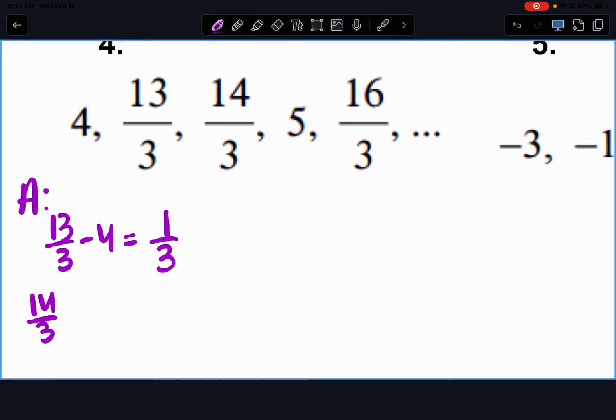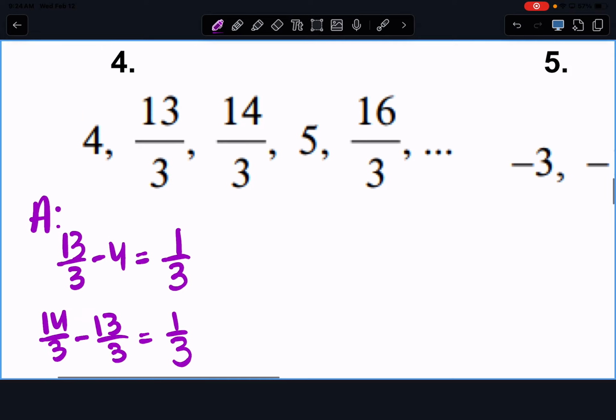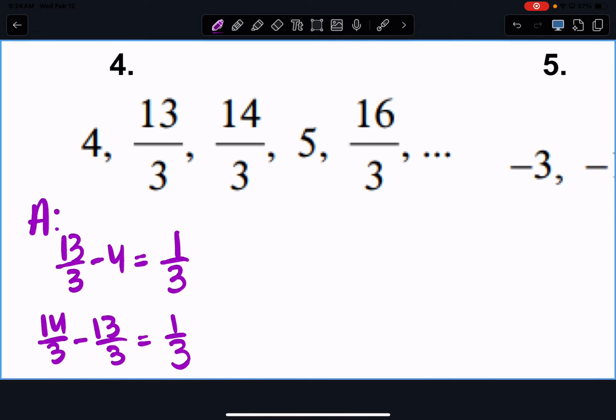14 over 3 minus 13 over 3. What does that equal? Whatever those two things equal? Yeah. Okay. And so that means that's a difference. So is that arithmetic or geometric? Arithmetic.